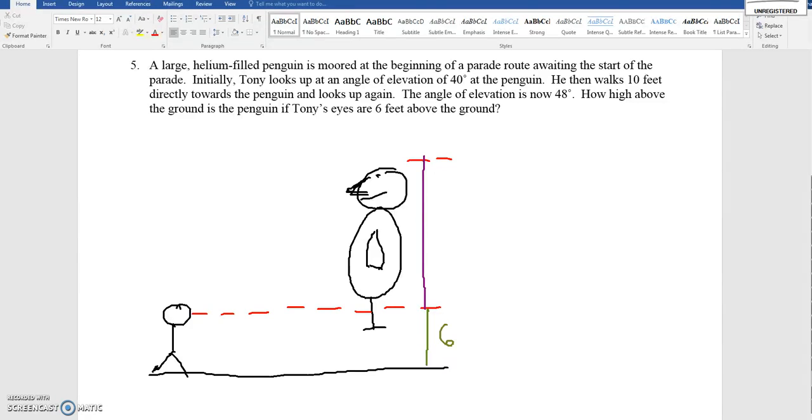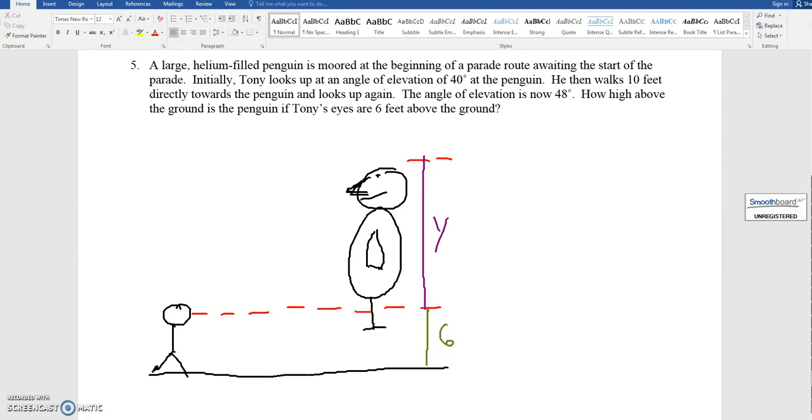So this is the beginning situation. What I want to do in the end is find the purple distance and add 6 feet to that. That's going to be the height of the penguin's head. So the first thing I'm going to do is just label the purple thing. I'm going to call that Y.